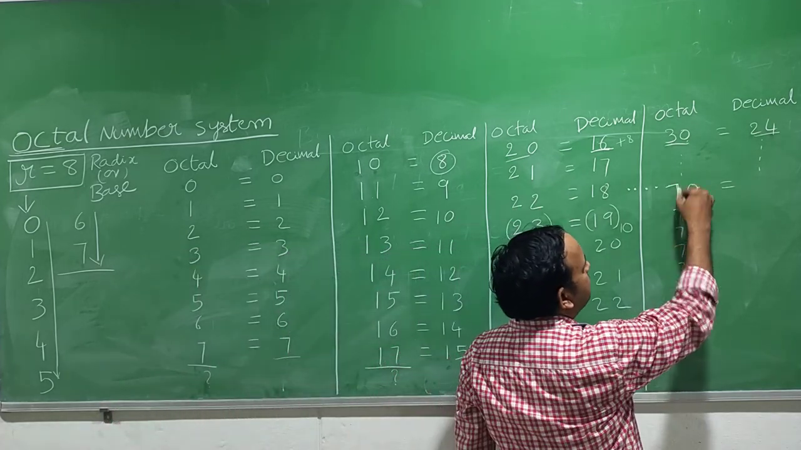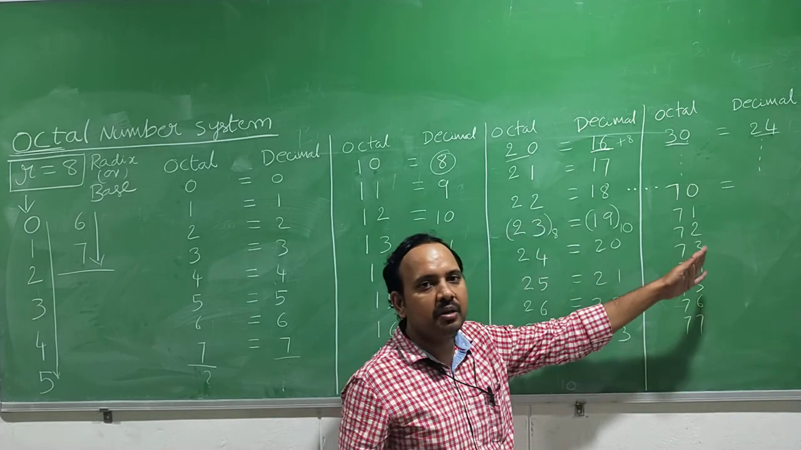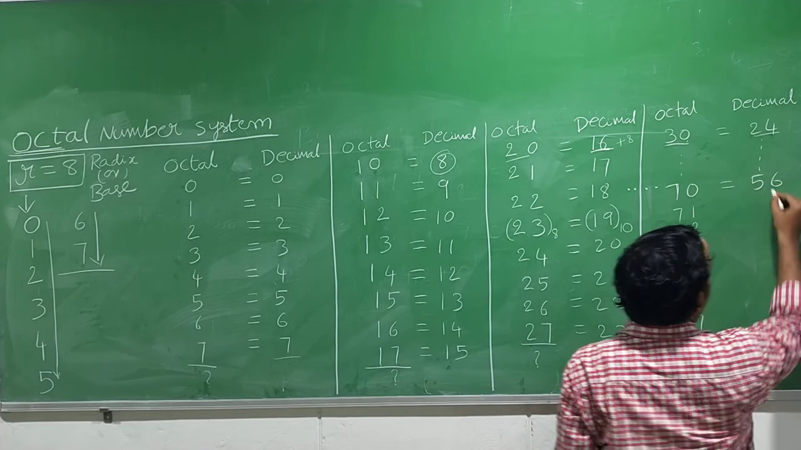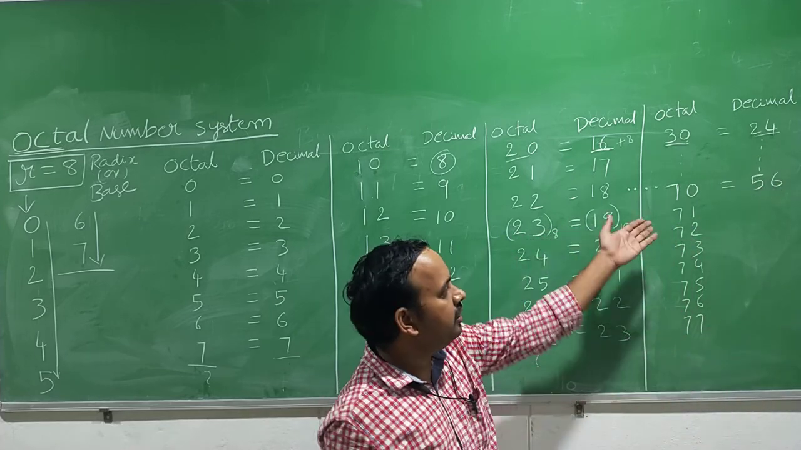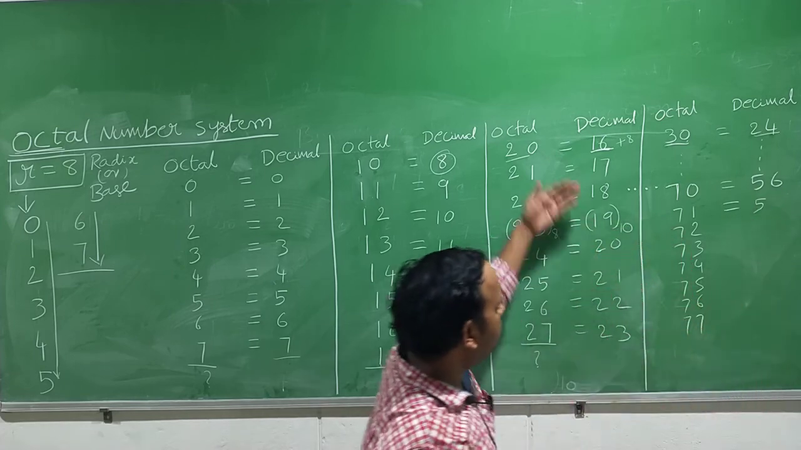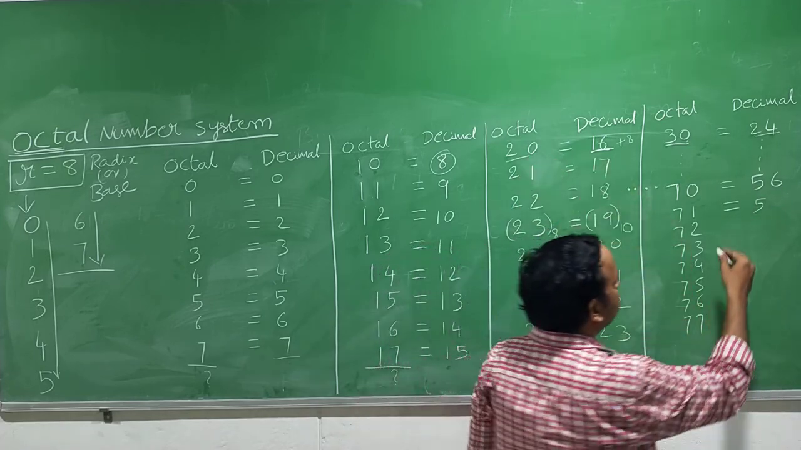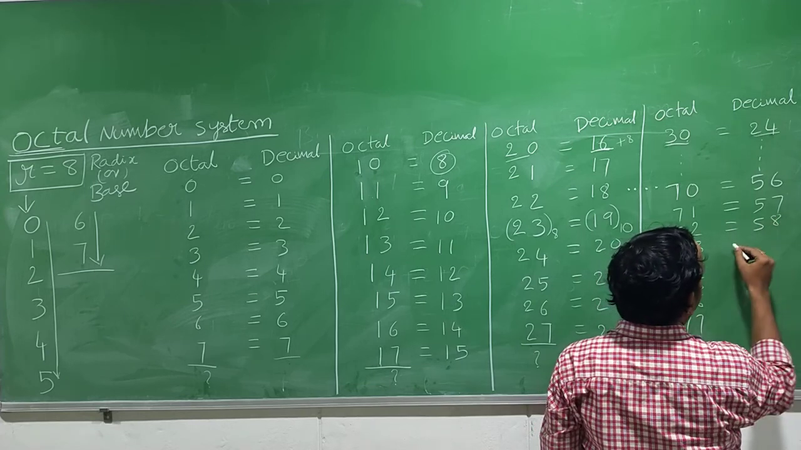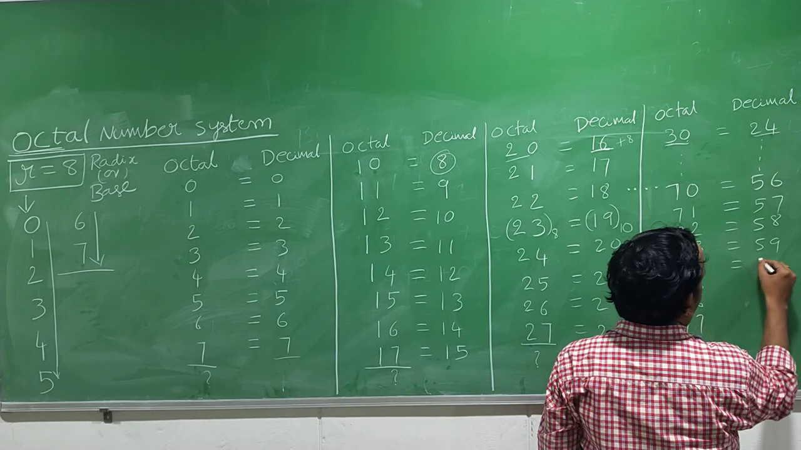Now here, the seventh time I am repeating. So what is the decimal number you will get? 56 you will get. Okay, 7 into 8, 56. So you can practice. You can write by yourself, and you can come to know this. So the equivalence is like this.